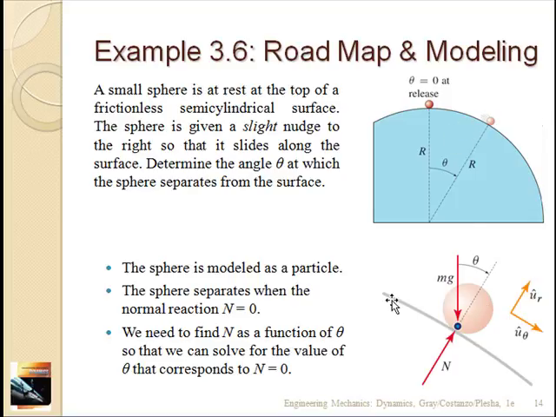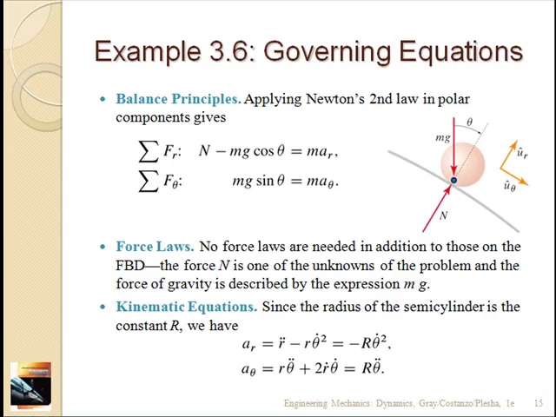Okay, so we can model the surface of the cylinder here. There's a normal force, there's gravity. We have a coordinate system where r is the radius measured from the center of the cylinder, so it's the radius of curvature of this surface, and u theta is the tangential direction. We just write our force equations and then solve for the angle theta at which n goes to 0. When n goes to 0, that's when the ball is starting to separate.